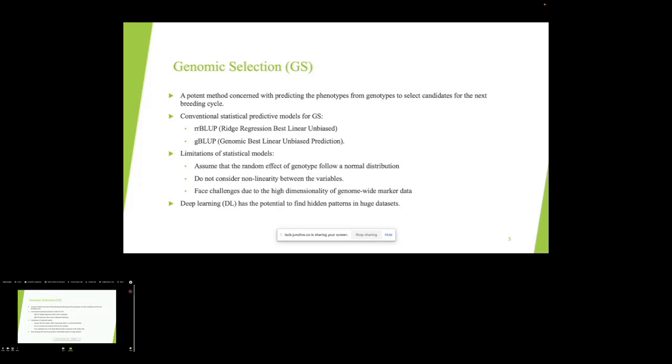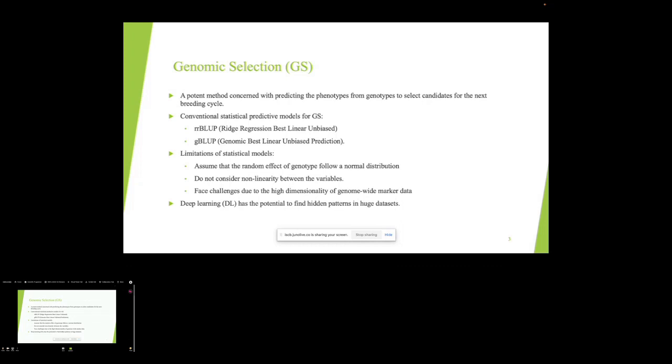Various genomic prediction models and algorithms exist, such as artificial neural networks, Bayesian estimation, and the most used conventional statistical predictive models, RR-BLUP and G-BLUP. However, these models make strong assumptions that the random effect of genotype follows a normal distribution and do not consider the non-linearity between the variables. That is why they face challenges due to the high dimensionality of the genome-wide marker data and interactions between alleles. So, to overcome these challenges, deep learning models can be used to deal with large genomic data for genomic selection.